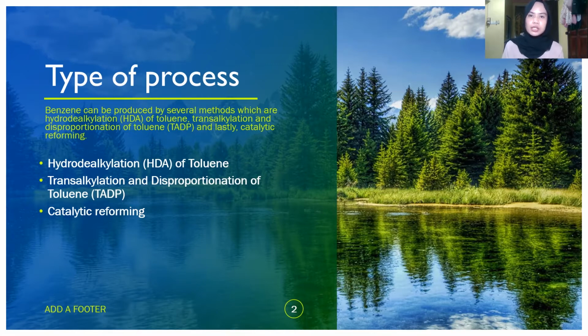These three processes are the processes that we have chosen for the scoring method, to choose the best process to produce our product benzene. Now let's see what the criteria of this process selection are for producing our benzene.